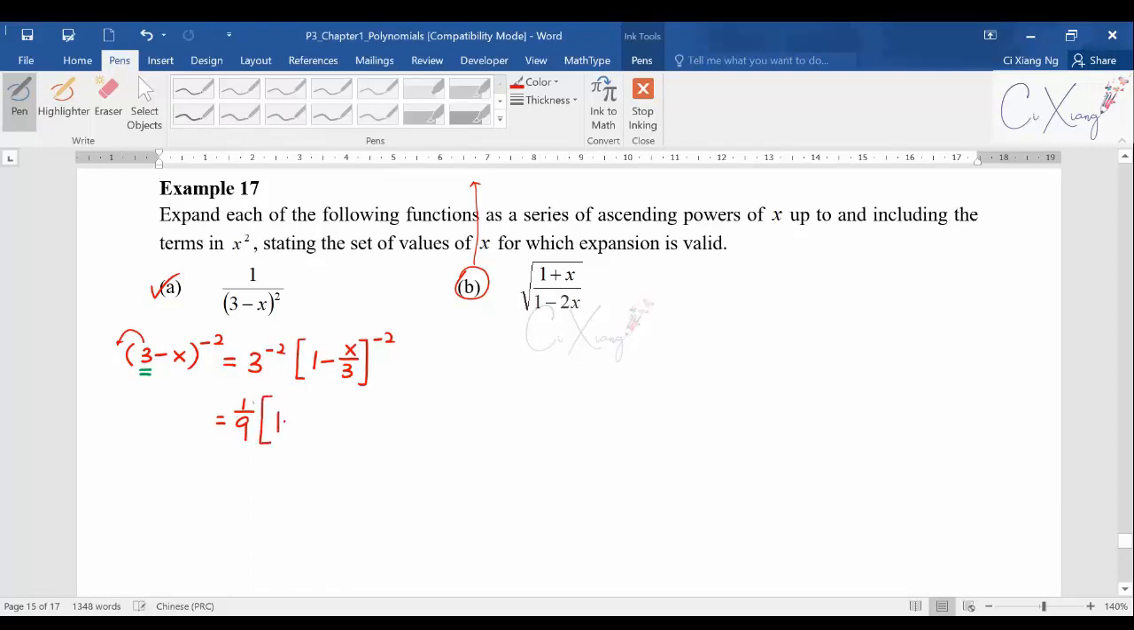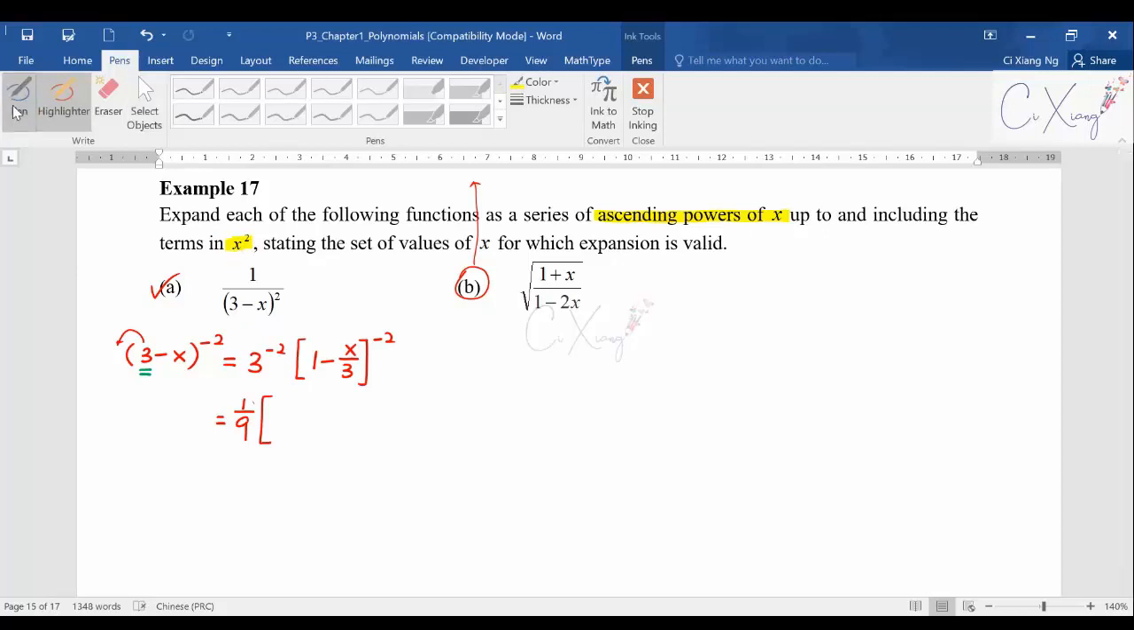And then you just expand the bracket 1 minus x over 3 to the power negative 2. Because the first term now already starts with 1, you can start to apply the formula. Again, before you do any expansion, look at the question again. They want you to have ascending power of x up to and including the term in x squared. Just now it was x to the power 3, now they only want it until x squared.